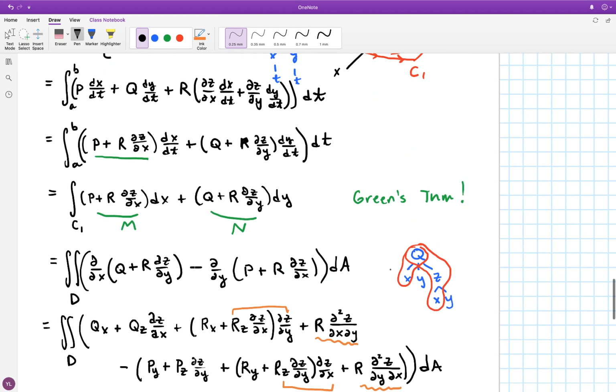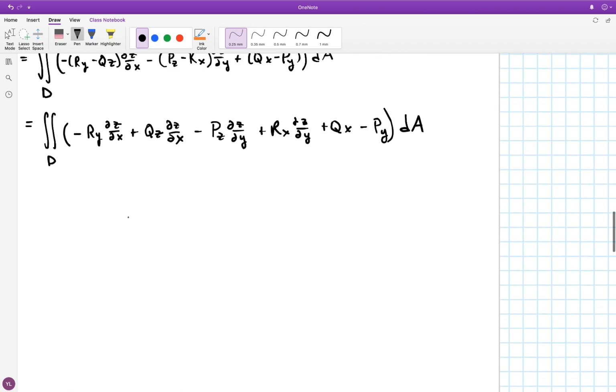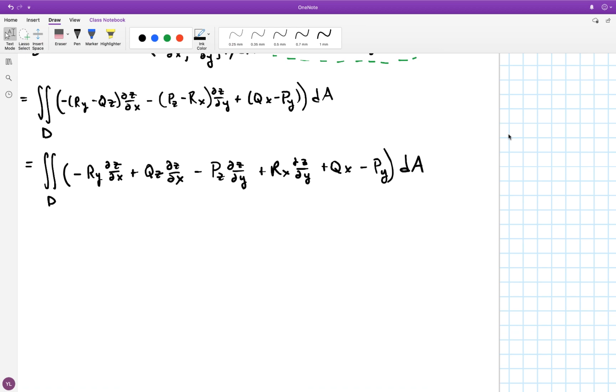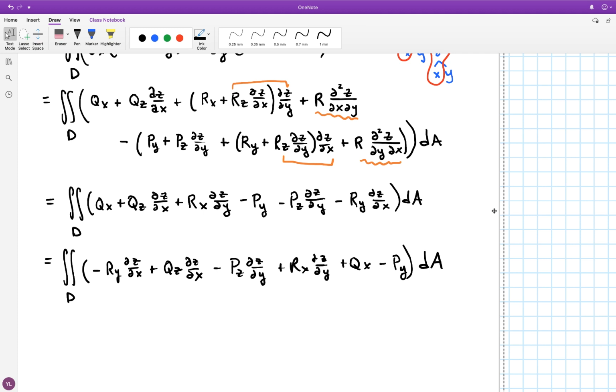Okay, and let me then come back to the right-hand side of the theorem. This is the expression that I had developed from the right-hand side. And let's see if we can convince ourselves that these are the same integral. Let me underline in different colors here. I've got a Q_x term, that's right here. And then I have a negative P_y term, that's right there. And I've got a Q_z dz/dx, that's here. And I have, let's say, R_x dz/dy, got it. And I've got a negative P_z dz/dy, yep. And then finally this term right here is exactly the same as that.